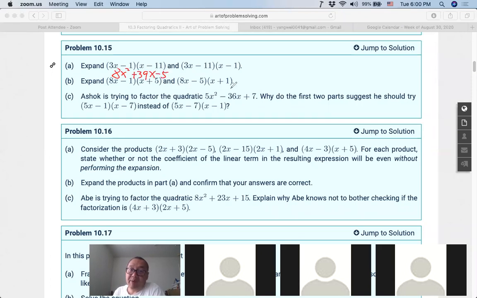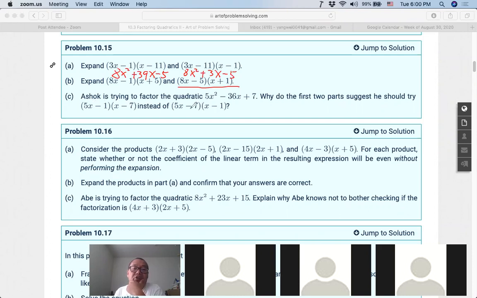Now let's everybody do this. What's the expansion of this? This one you got 8x squared plus 3x minus 5, right? Yes, Lucy, you got it correct. Very good.